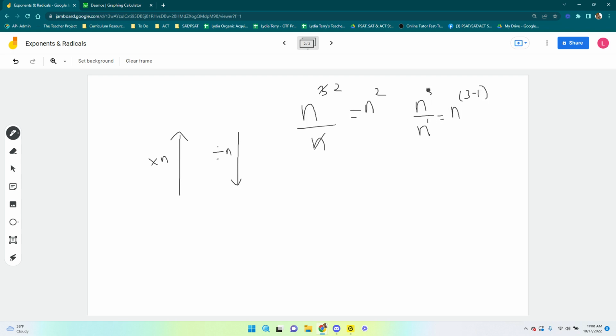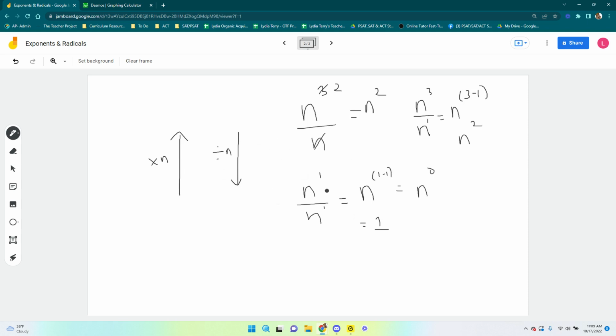As you divide by an n, as you go down an n, you are going to subtract 1 from the exponent. So if we think about n to the first divided by n, well, this is also just n to the first. So this is going to be n to the 1 minus 1, or in other words, n to the 0. Well, anything divided by itself is just 1, right?